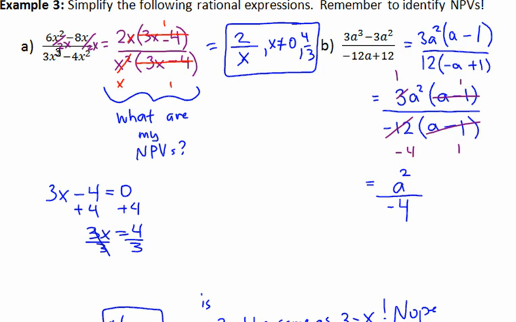Okay, what are we missing here? Common mistake to forget NPVs. We always have to have our NPVs. We often forget. Where am I going to look for my NPV? Before cancellation, in factored form. So a can't be equal to 1. There's your final answer.